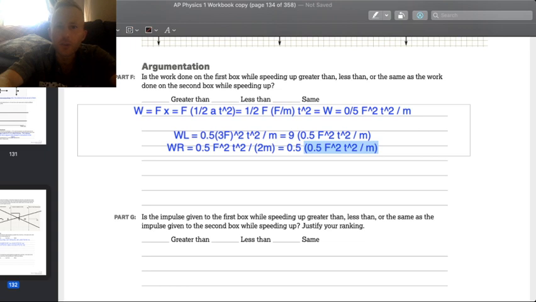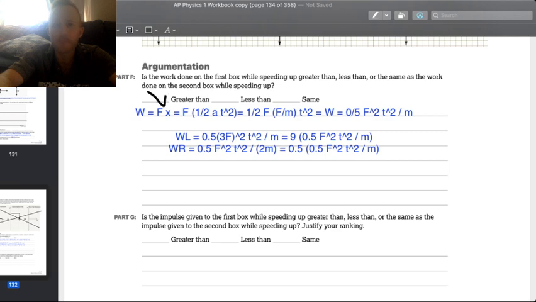Is the work done on the first box greater than, less than, or the same? It's greater than. Okay.